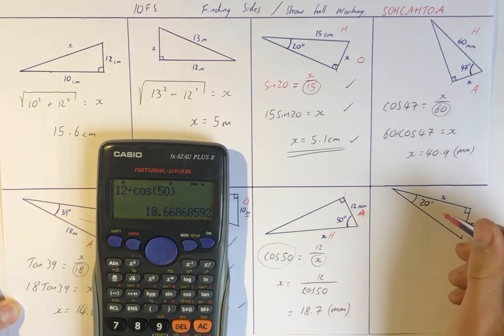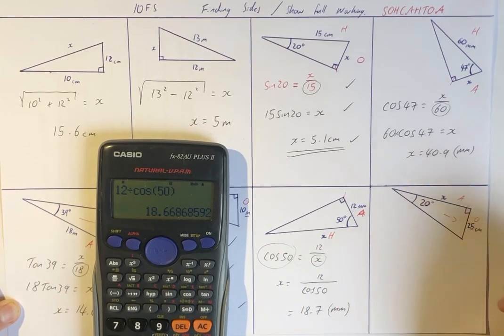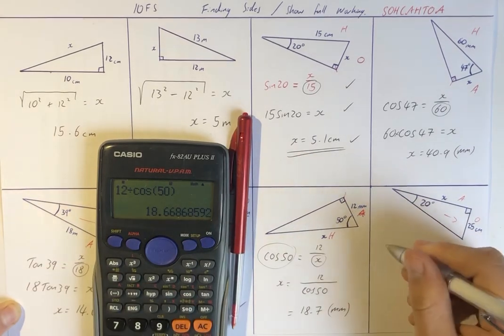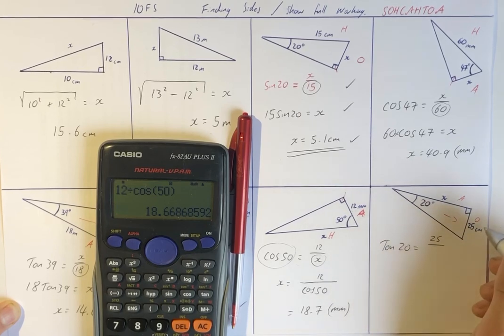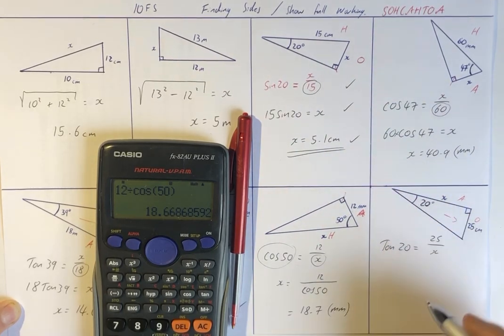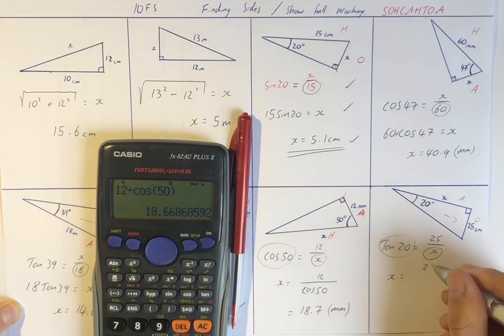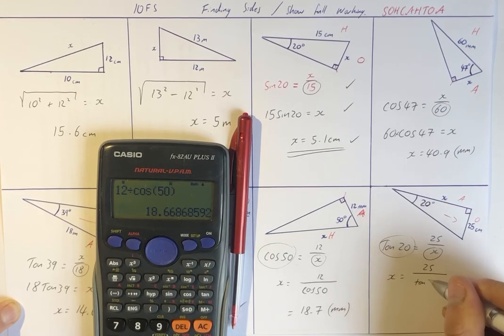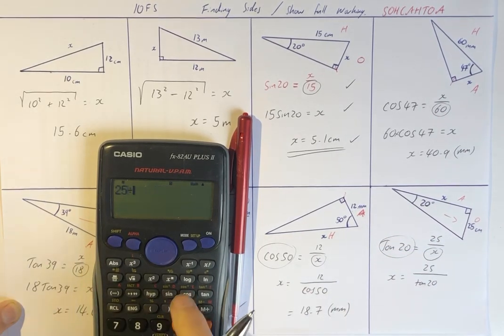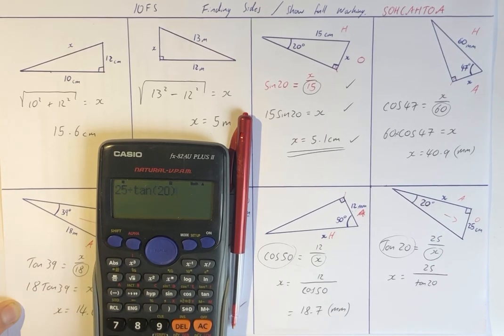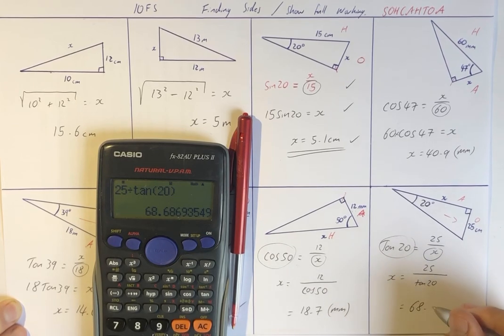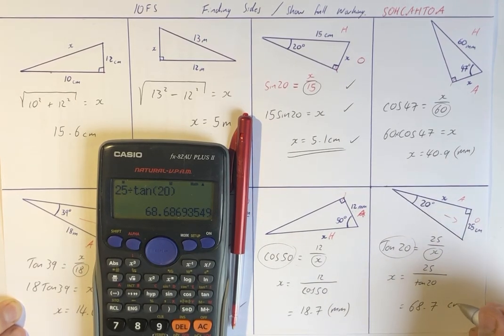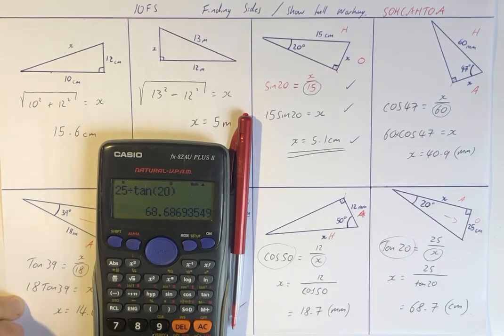Last problem, we're looking at opposite and adjacent. So it's tan 20 is 25, the opposite over adjacent over x. And again, it's the switch. So x is 25 over tan 20. We have 68.7. Our answer in units, centimeters.